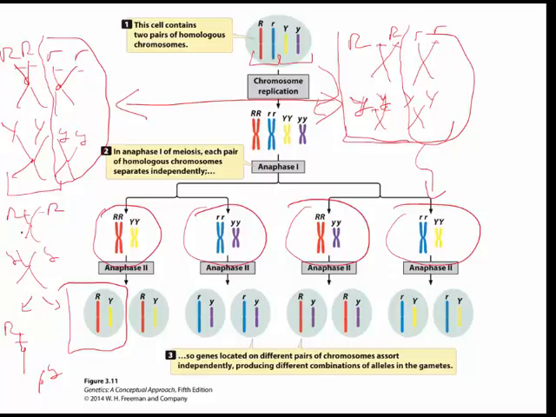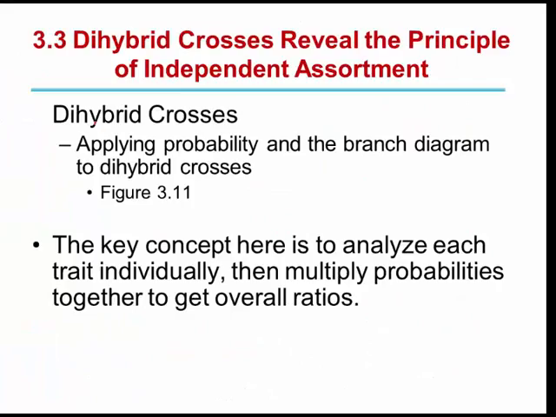A lot of scribbling, but independent assortment is possible when genes are on different chromosomes. The way they line up during metaphase 1 makes it so that the alleles of one gene can assort independently with the alleles of another gene.